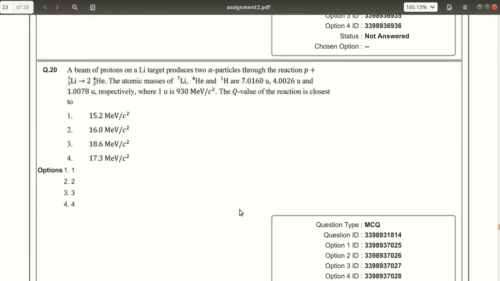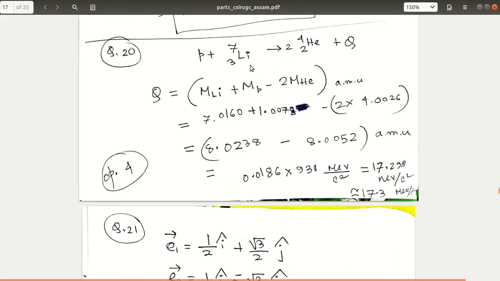Next, a beam of protons on a Li target produces 2 alpha particles through the reaction p + 7/3 Li → 2 × 4/2 He. The atomic masses of Li, helium and H are given, and we need to find the Q value. So the Q value is nothing but m of Li plus m of p minus 2 times m of He, and you can calculate this. It will give you 17.298 MeV, which is almost close to 17.3.